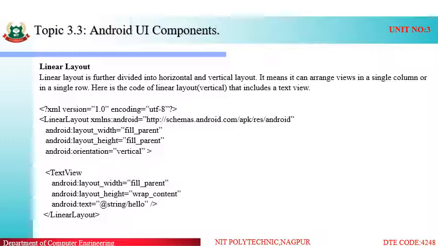And if the property is used as match parent, then it will match the related edges according to our parent screen size. Orientation is vertical. Orientation has two options. Either we can give the orientation as vertical or horizontal. So in this linear layout, we have placed a component called a text view.